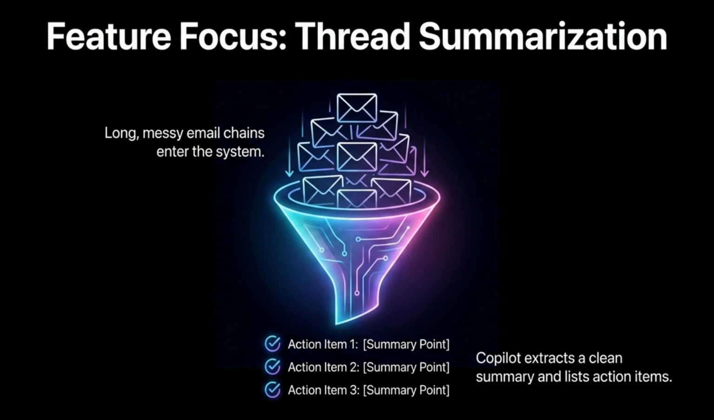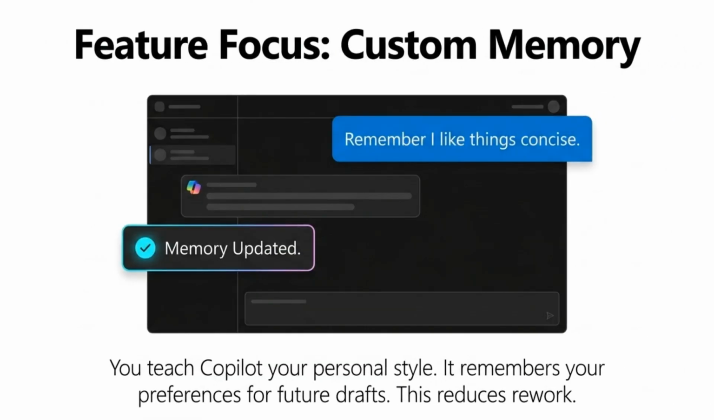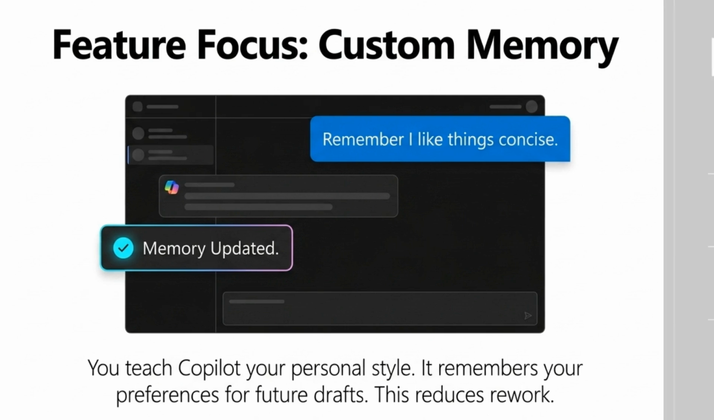One of the most powerful features is thread summarization. Copilot can turn long, messy email chains into a clean summary with clear action items. Use the custom memory feature to teach Copilot your personal style. By saving your preferences, you reduce rework on future drafts.